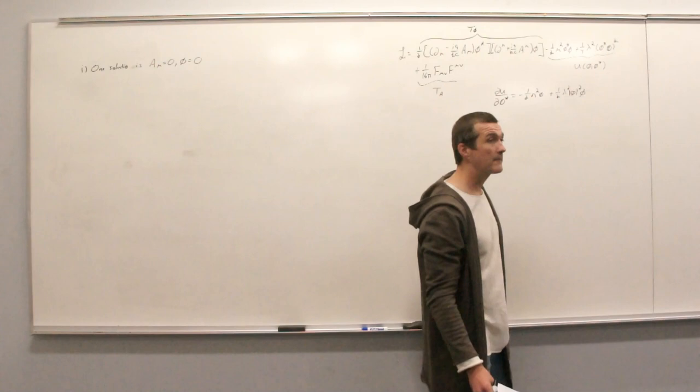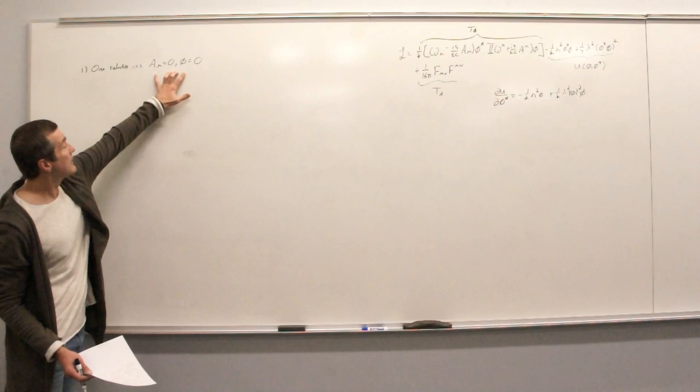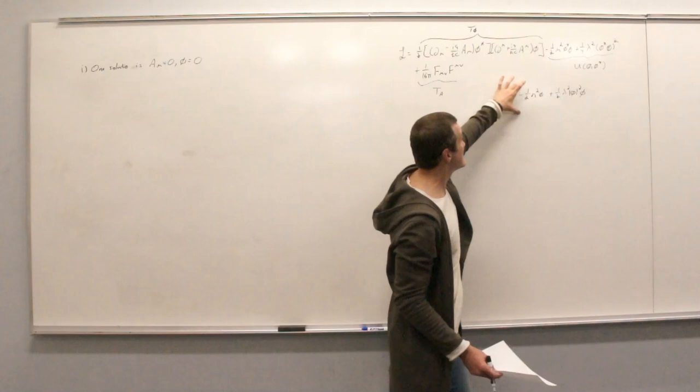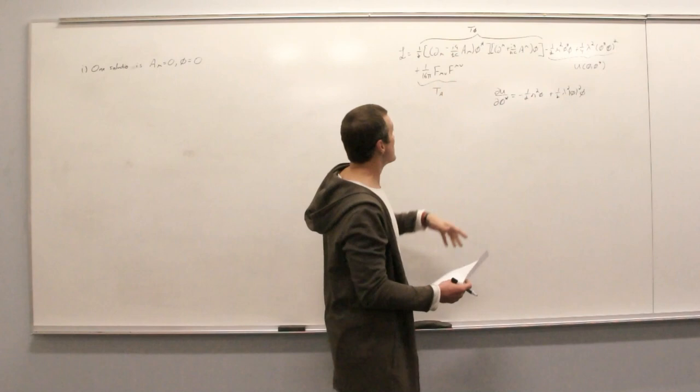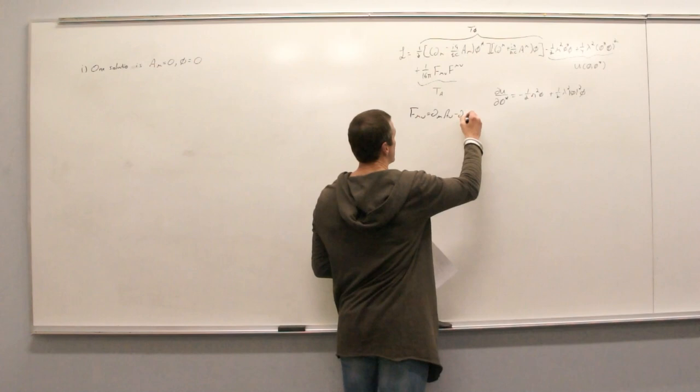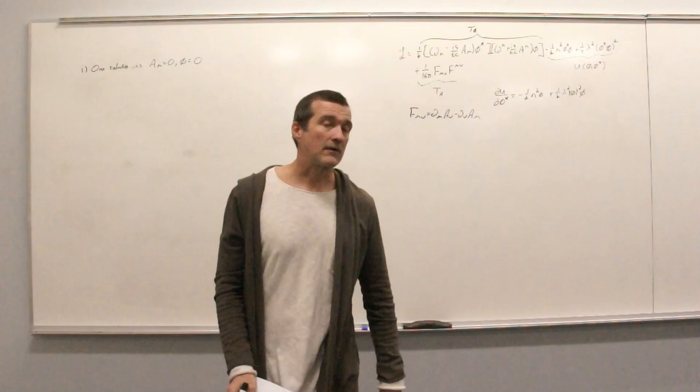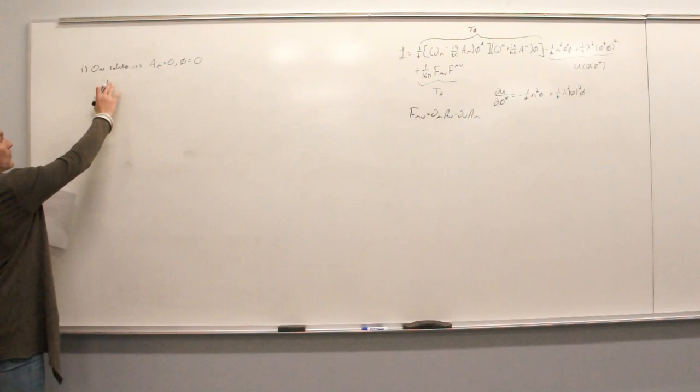All right? So this is clearly a background configuration of the fields that satisfies this condition, and obviously satisfies these conditions. Because if A mu is 0, remember F mu nu is d mu A nu minus d nu A mu. So if A is 0, then F mu nu itself is 0. Okay? All right. Now, this is going to be our background field configuration.